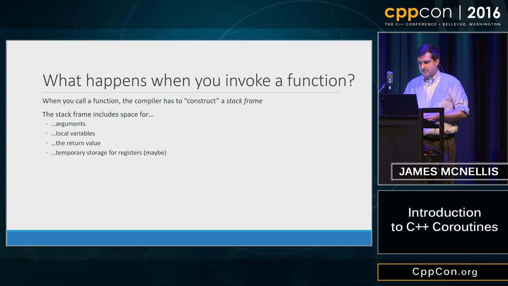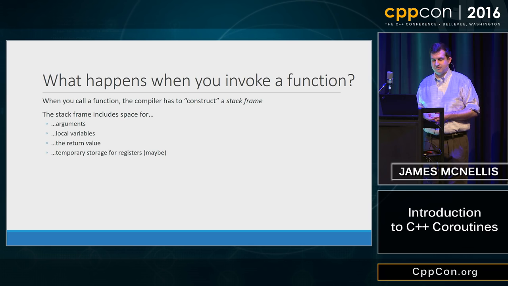So what happens when you invoke a function? Well, when you invoke a function, the compiler has to construct a stack frame on the stack. And this includes space for all the arguments, local variables, the return value, and temporary storage for any registers if it needs to spill registers onto the stack. But all of this happens behind the scenes. You don't need to worry about this.